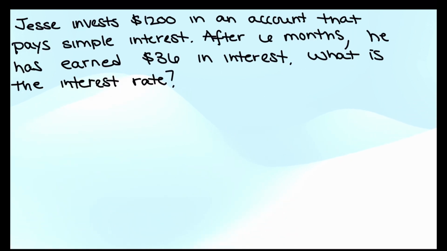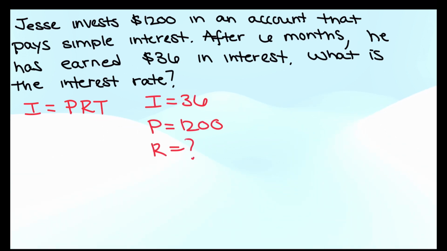Here's my second example. Jesse invests $1,200 in an account that pays simple interest. After 6 months, he has earned $36 in interest. What is the interest rate? So we'll use our simple interest formula, I equals PRT. In this case, the interest earned is given to us. The I is the $36. The principal, the amount of money he invested, is the $1,200.